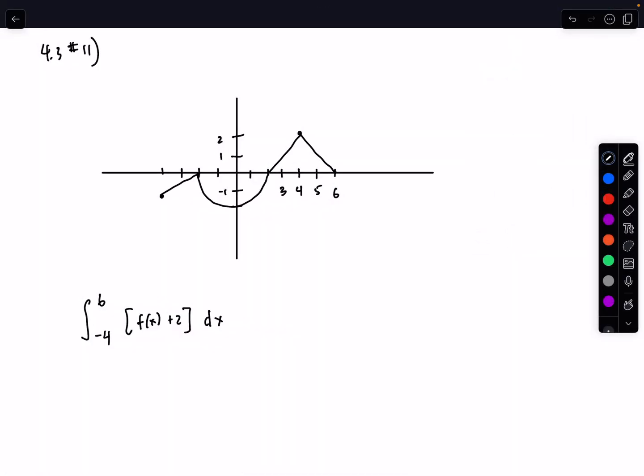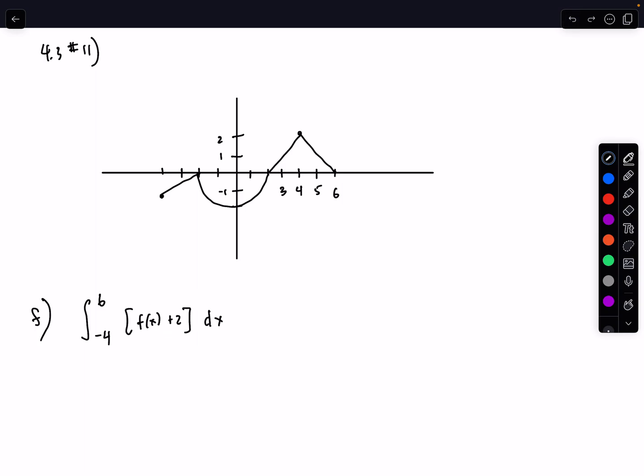Okay, this is 4.3, number 11, part F. So here's the picture, I just tried to recreate it. And you're asked to figure out the integral from -4 to 6 of this original function plus 2.